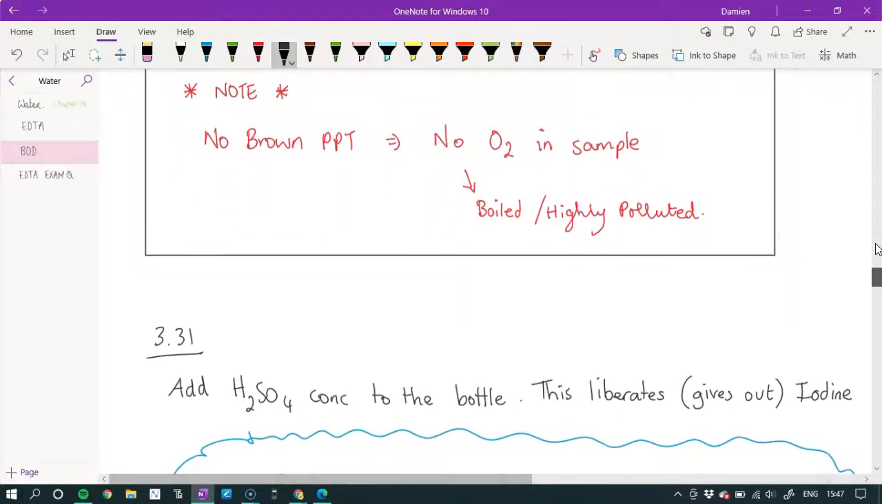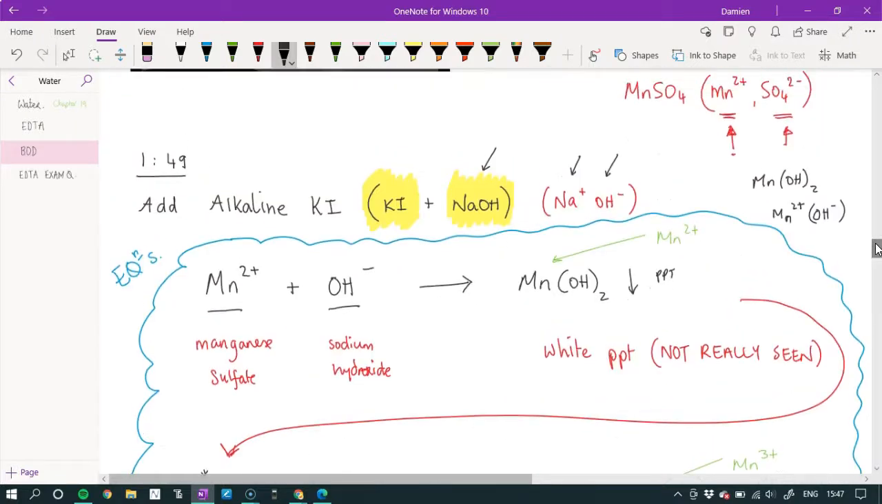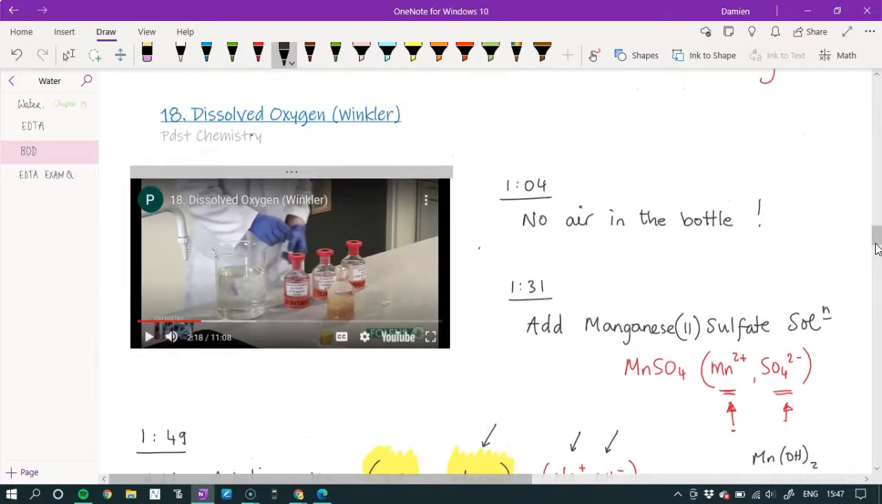If we move on to 3:31, or 3 minutes 31 seconds, we're going to add some acid to the solution. Let's have a look at that. So 3:31.